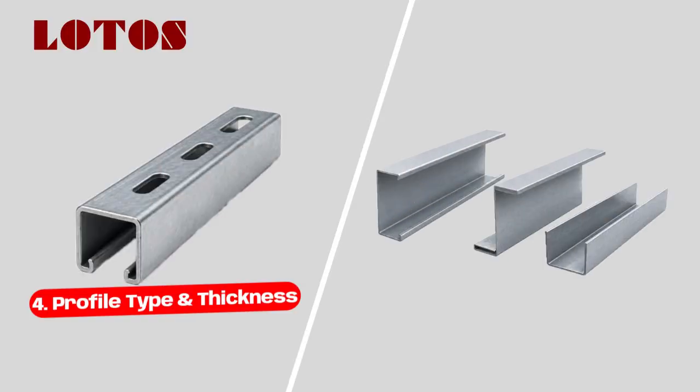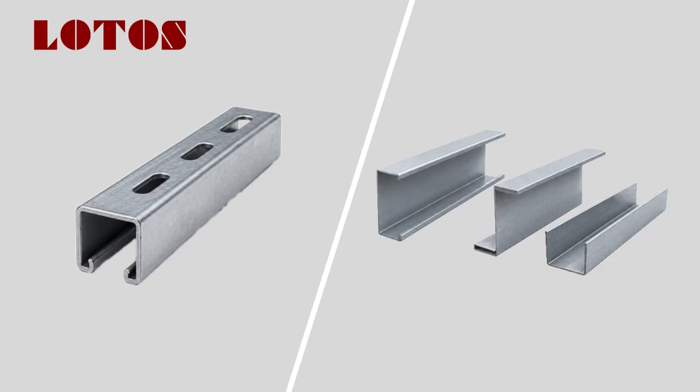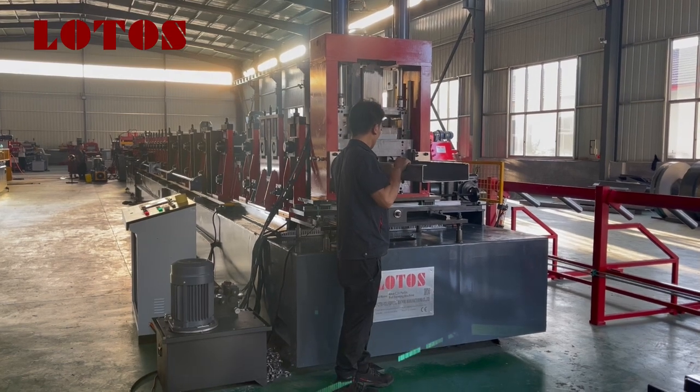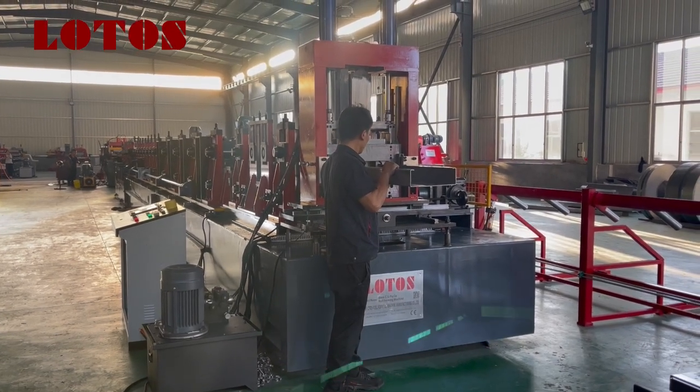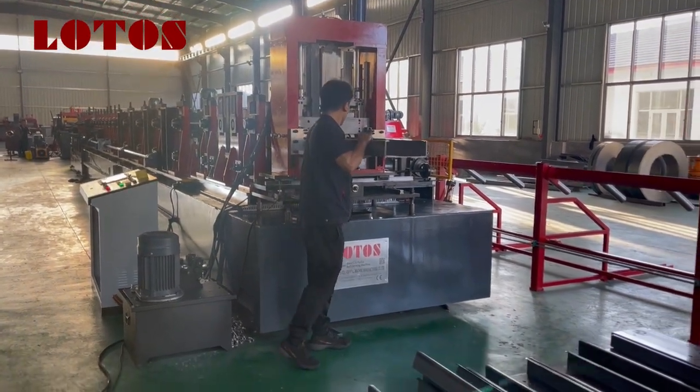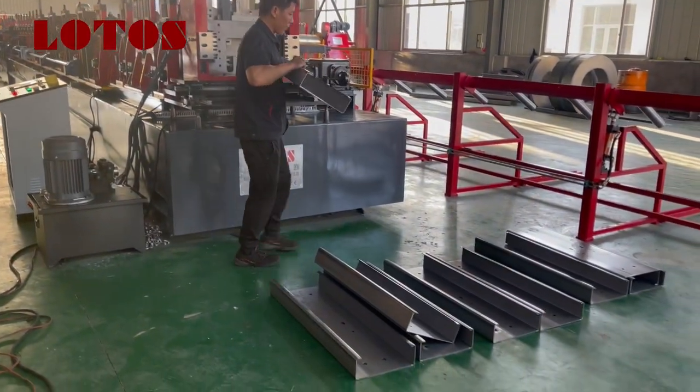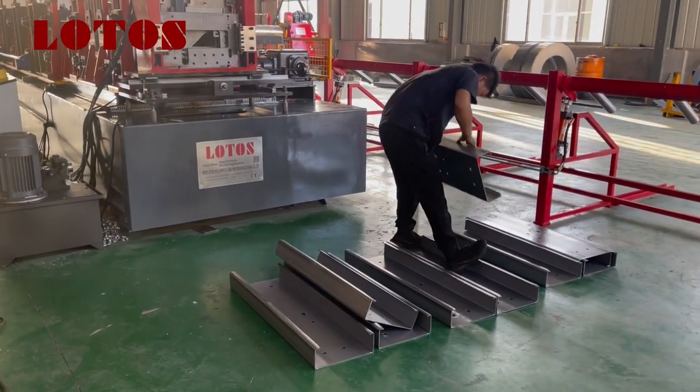4. Profile type and thickness. Unistrut channel profiles: thinner material, used for light-duty support systems, cable trays, and installations, with a flexible and lightweight design. CZU Purlin profiles: thicker material, used in structural and construction applications, warehouses, and steel buildings, with high strength and load-bearing capacity.